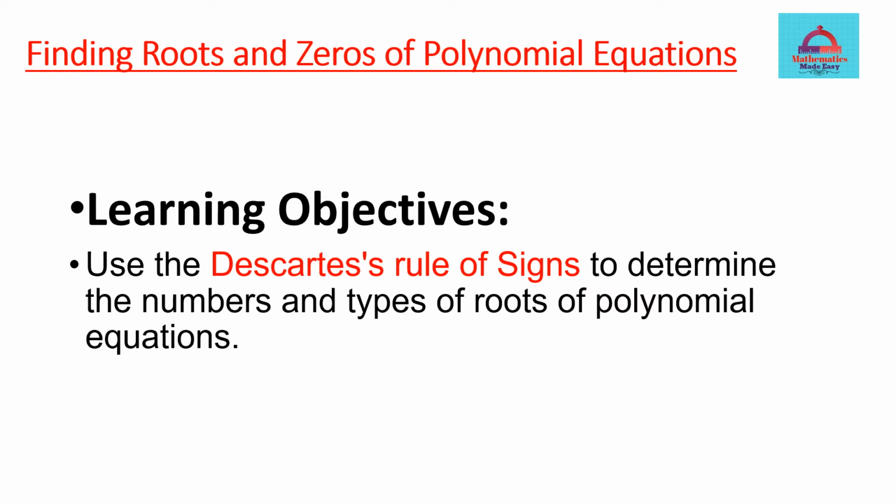And in today's video we are going to be doing the topic of finding roots and zeros of polynomial equations. So let me give you the learning objectives of today's session. In the session today, you are going to learn about a very important rule which is called Descartes' Rule of Signs. And we are going to be using that rule to determine the numbers and types of roots of polynomial equations. So let's get started with solving polynomial equations and finding their roots using Descartes' Rule of Signs.